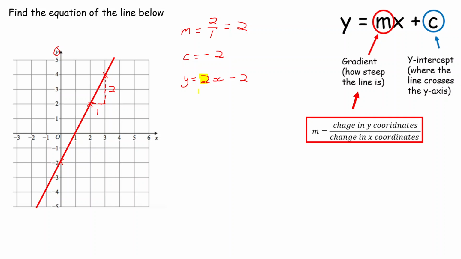Right, let's go and draw now a perpendicular line to this red line. And perpendicular, maybe you're thinking, I know what that means from different topics like loci. Perpendicular means at right angles.